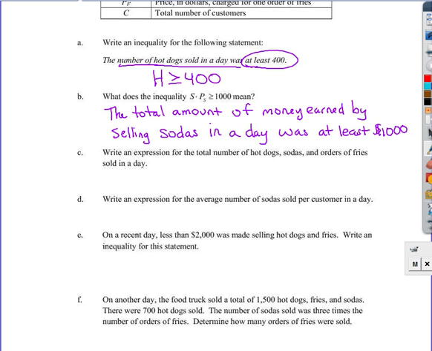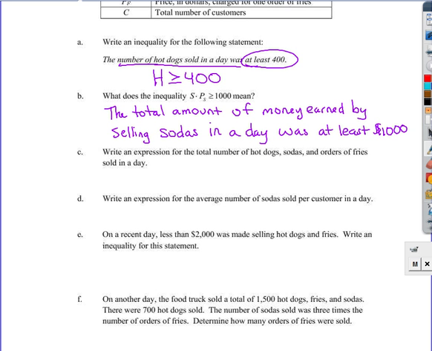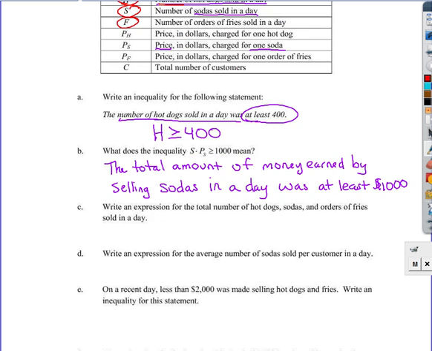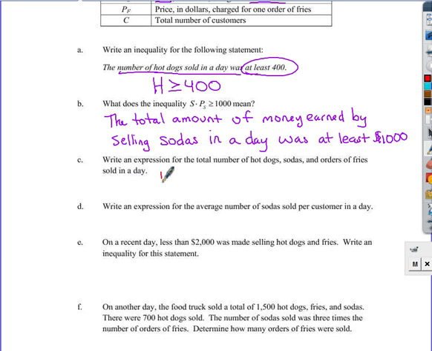Part C. Write an expression for the total number of hot dogs, sodas, and orders of fries sold in a day. So for the total sold, I'm looking at the numbers. So I have hot dogs, sodas, and fries sold in a day. So it's just going to be H plus S plus F.